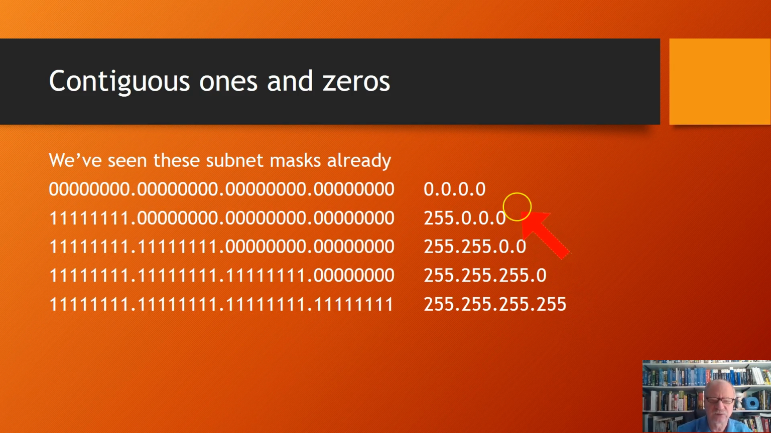Now the all zeros and all 255s do occur in things like firewalls. For example, 0.0.0.0 is often used to represent all of the addresses on the network, and 255.255.255.255 represents a single address on the network. But typically in subnetting, we only use these middle three here. So don't really worry about these right now, although theoretically they're possible.